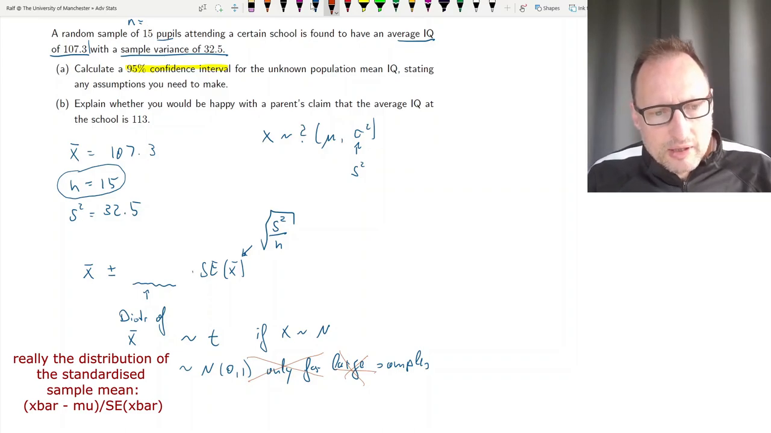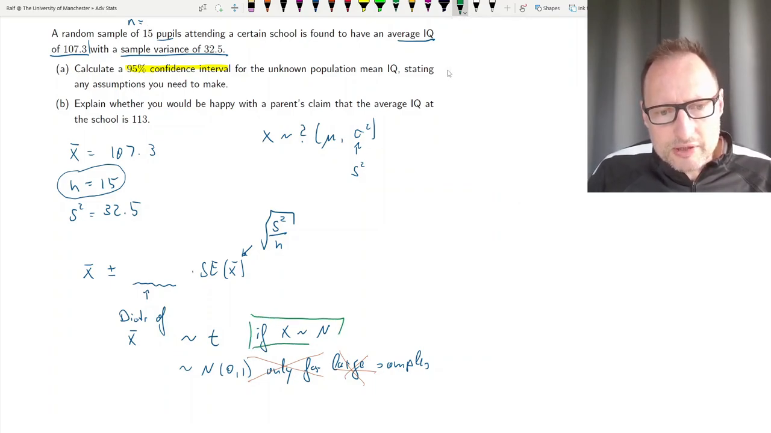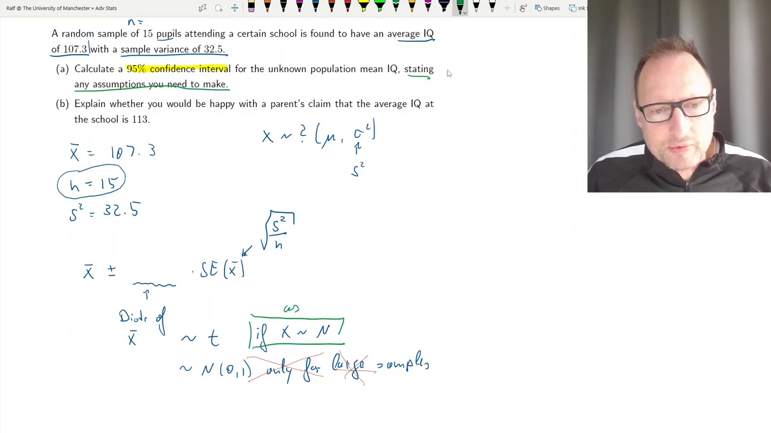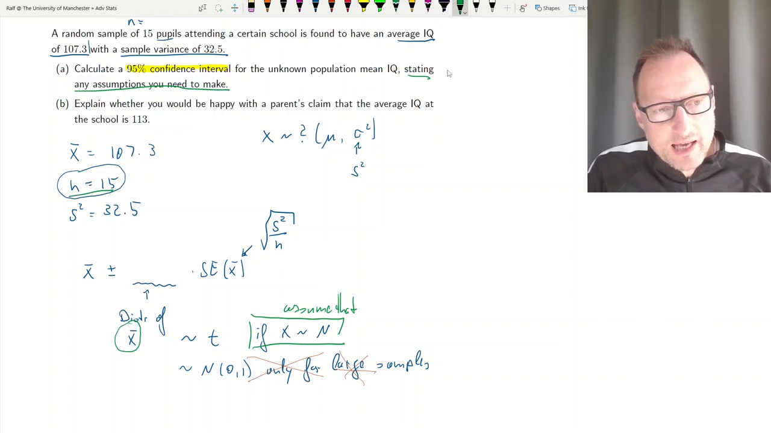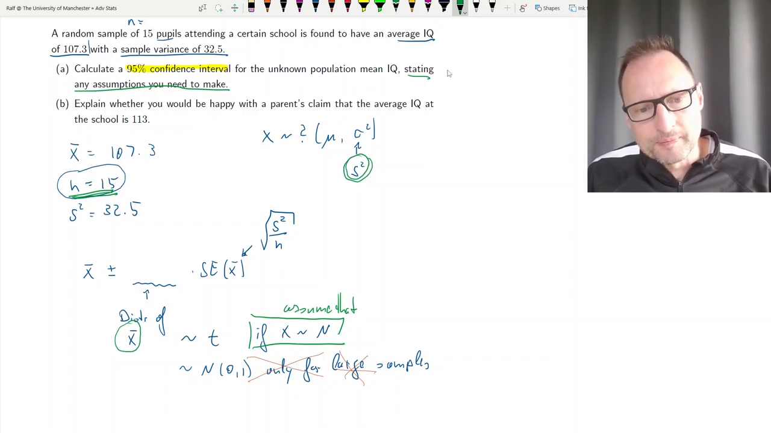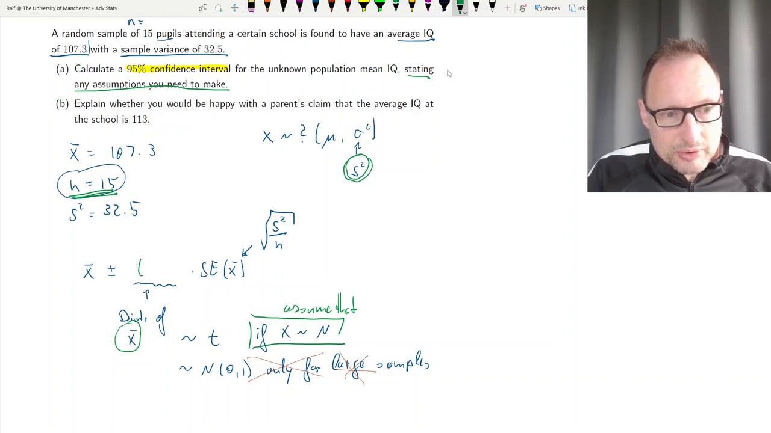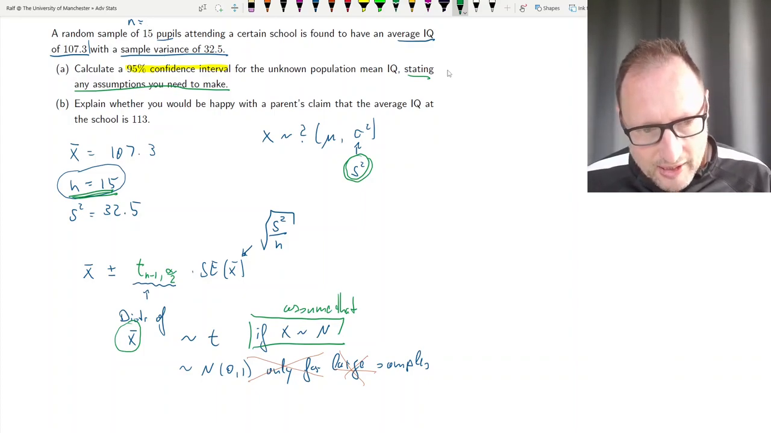That means if we want to proceed here, we will have to make this assumption. We will have to assume that X is normally distributed. Remember the question says stating any assumption you need to make. So we have to assume that X is normally distributed. The reason we need that is to figure out what the sampling distribution of X bar is at our sample size, given we had to approximate the variance with the sample variance. So we assume that X is normally distributed, and then that value here comes from the t distribution with n minus 1 degrees of freedom. And we need the value from the t distribution that cuts off a probability of alpha half in the tail.